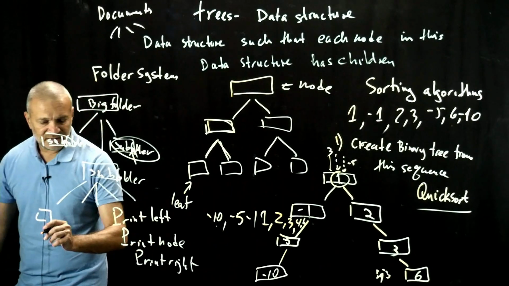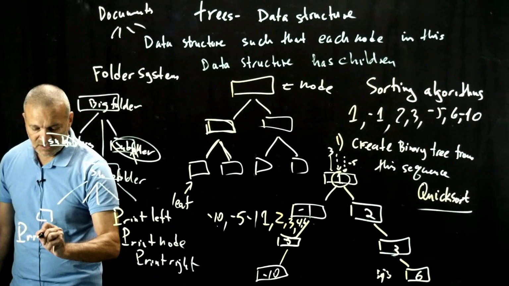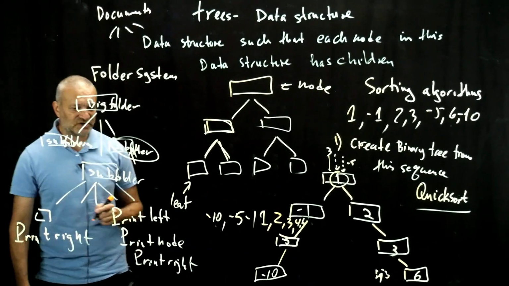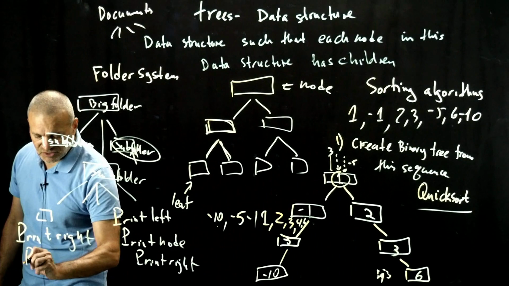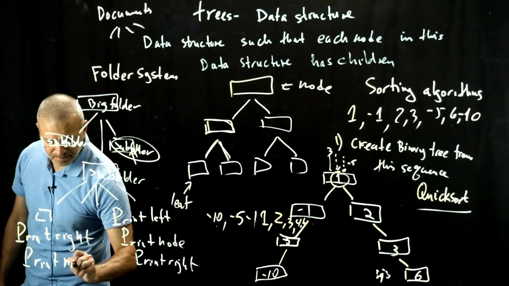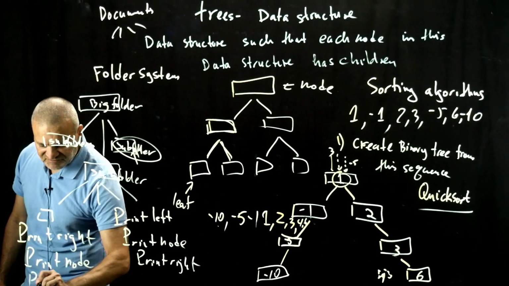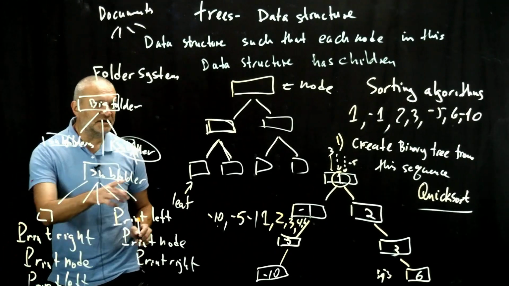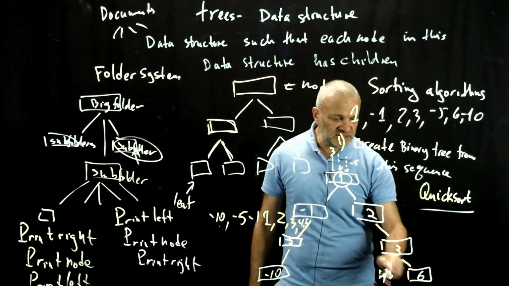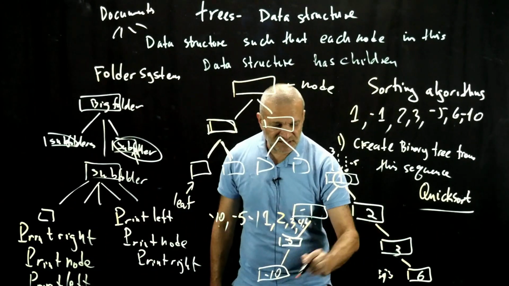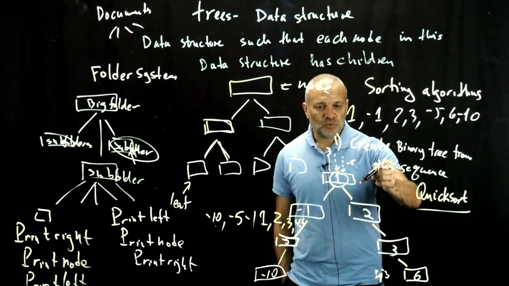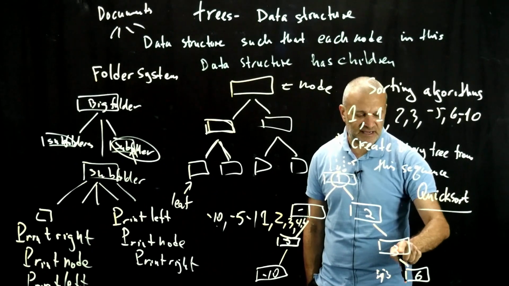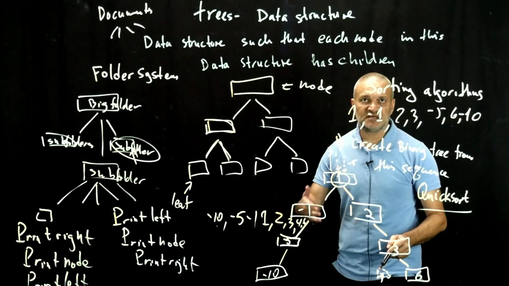It is going to be print right. So first you print the right side of the tree, then you print the node, and then you print the left side of the tree. So if you do it here, first you need to print this, then you need to print this, and then you need to print this. So how will it work? Well, first you need to print right. So you go to the right. Well, you still have something on the right. You still, until you hit 6, you have something on the right.